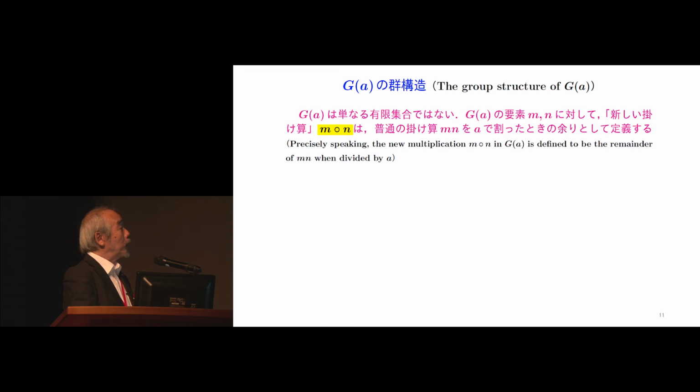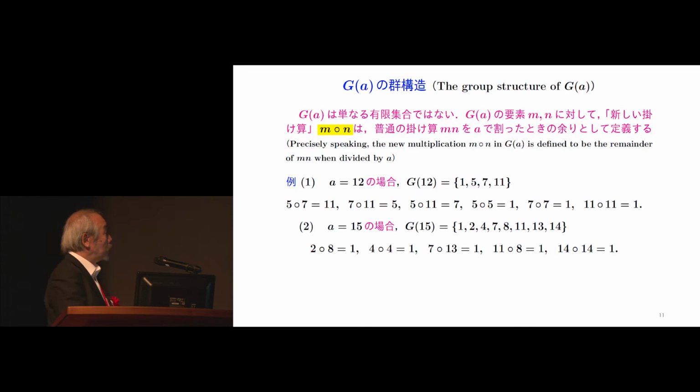G_A has an operation. The new multiplication m ∘ n in G_A is defined to be the remainder of mn when divided by A. So this is how we define m ∘ n. And they form a group. But before talking about the group, think about a case A equals 12. G_12 has elements of 1, 5, 7, 11. And this is the result of the new multiplication. And if A is 15, these are the results of the new multiplication.